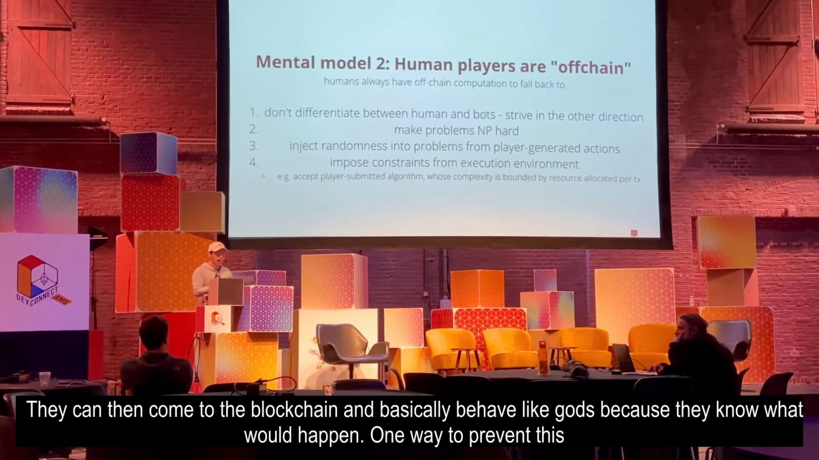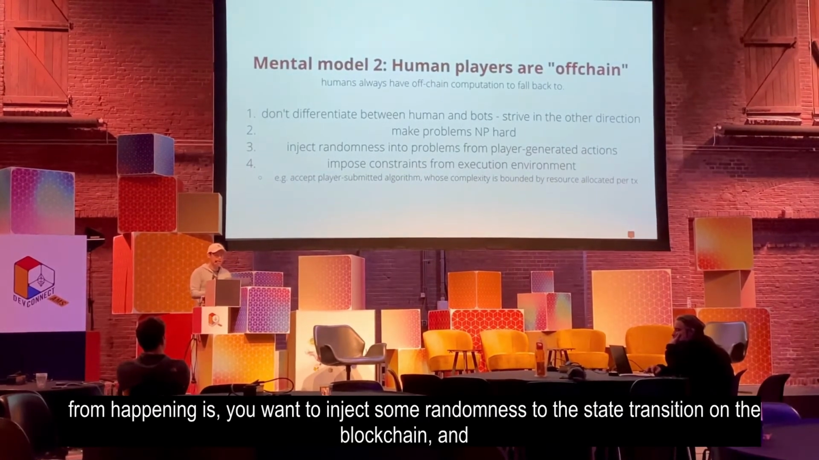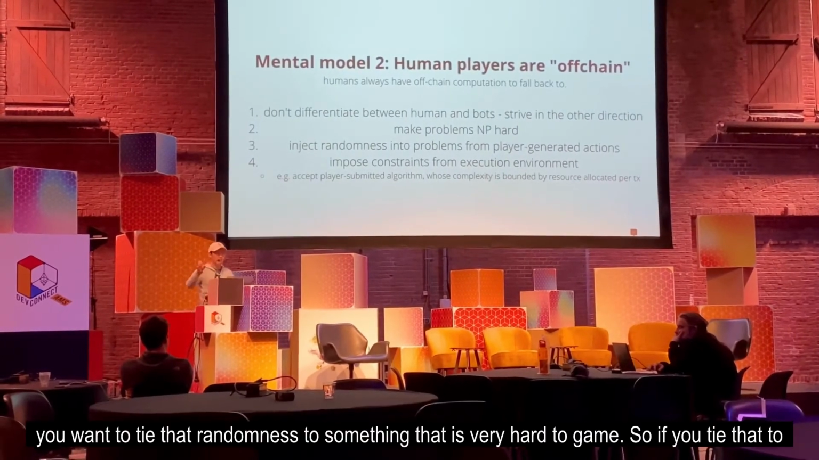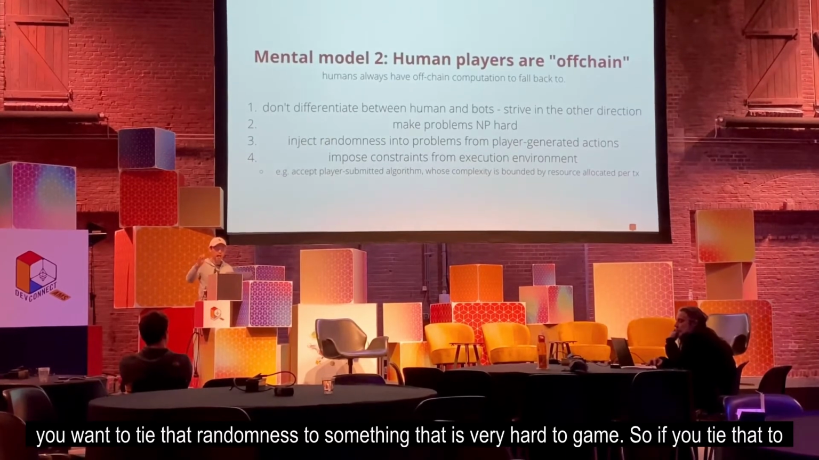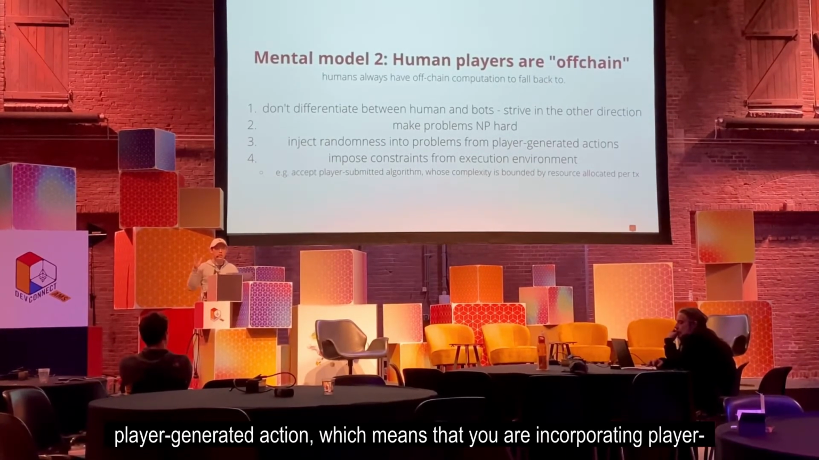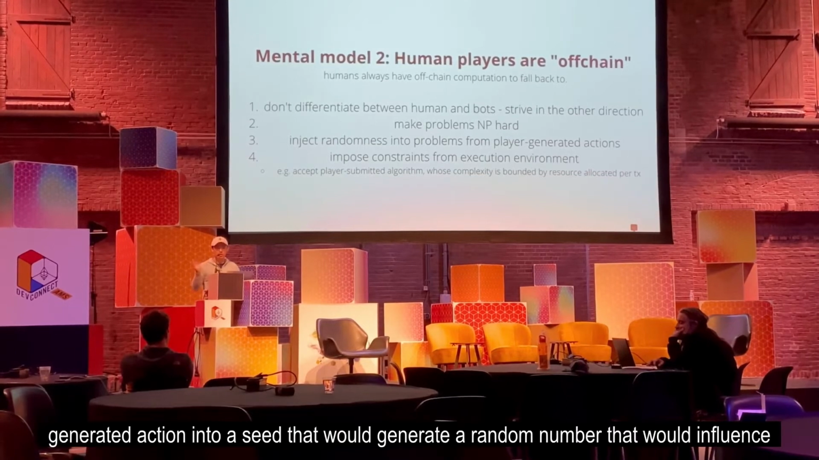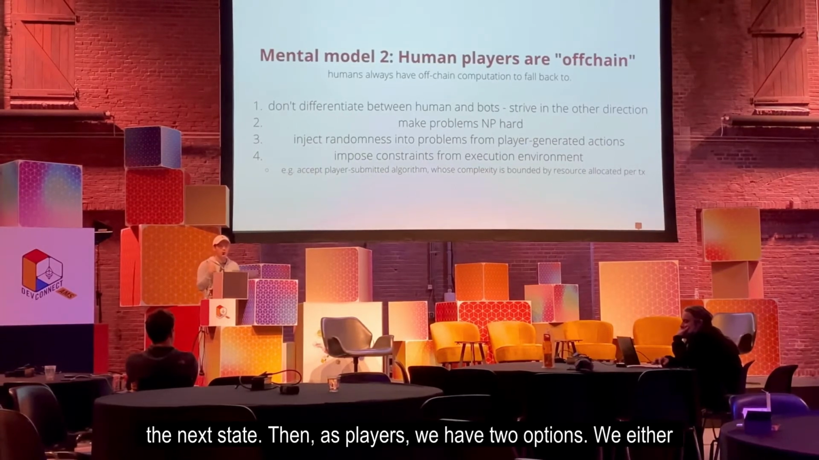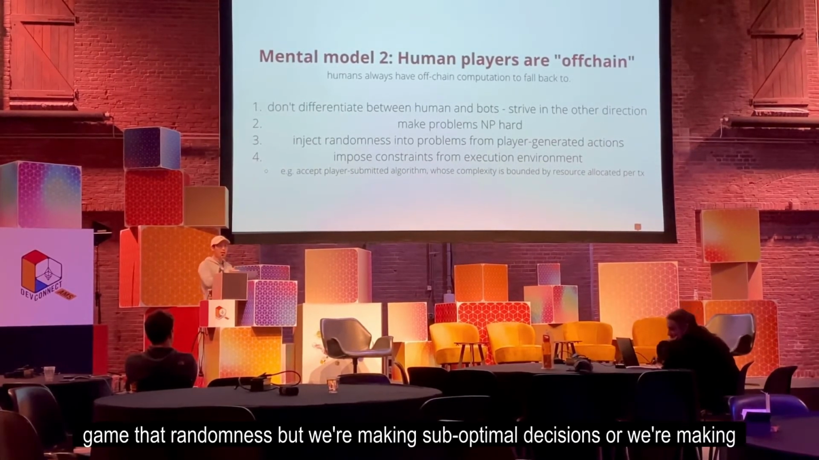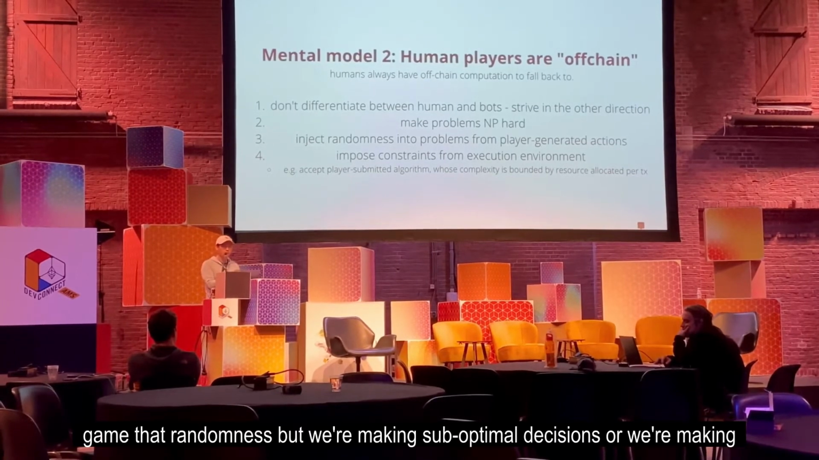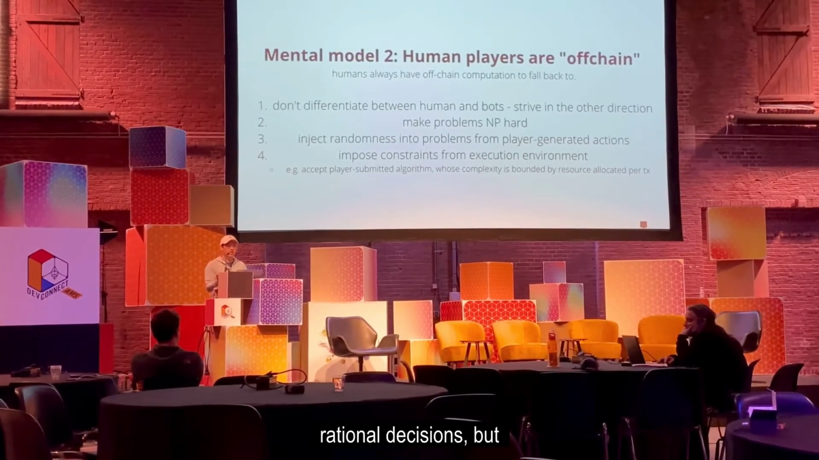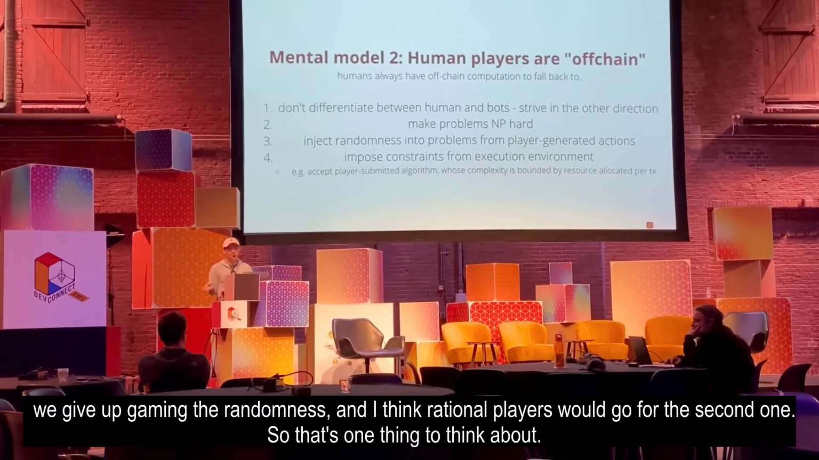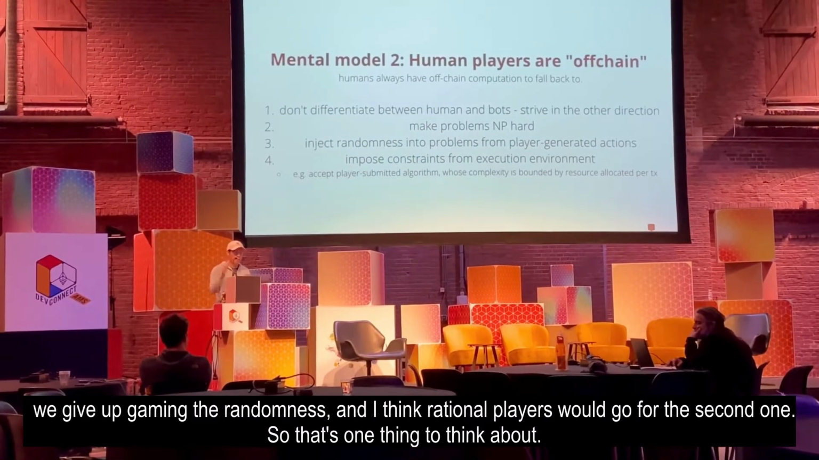All right, so one way to prevent this from happening is you want to inject some randomness into the state transition on the blockchain, and you want to tie that randomness to something that's very hard to game. Right? So if you tie that to player-generated action, which means that you are incorporating player-generated action into a seed that will generate a random number that will influence the next state, then as players, we have two options. We either game that randomness, but we're making suboptimal decisions, or we're making rational decisions, but we give up gaming the randomness. And I think rational players will go for the second one. Right? So that's one thing to think about.